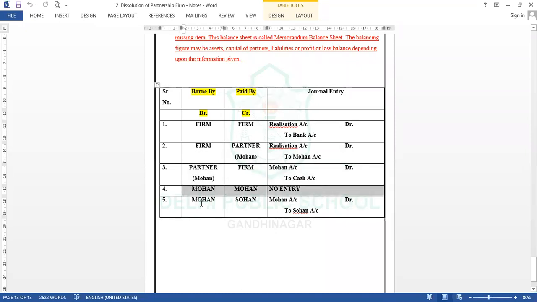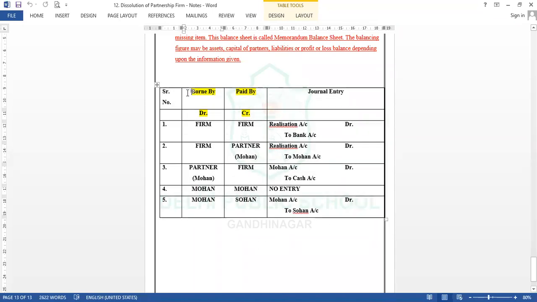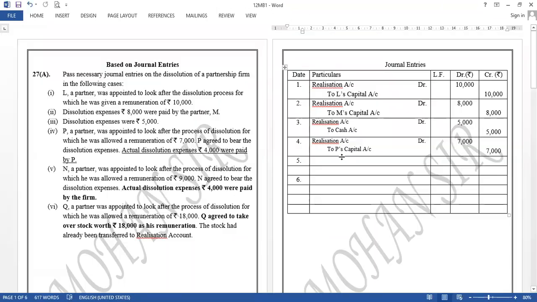ये आपने जो डाउट पूछा, मोहन को bear करना है, सोहन ने पे किया, मोहन to सोहन. ये जो है ना आपके नोट्स में है. ओके, तो प्लीज टेक केयर. इससे ज्यादा कुछ इंपॉर्टेंट हो ही नहीं सकता. ये बॉन्ड बाय एंड पेड बाय इज द कांसेप्ट व्हिच आई वांट यू टू रिमेंबर. ठीक है? आफ्टर दिस फोर्थ एंट्री, नाउ फिफ्थ वन.